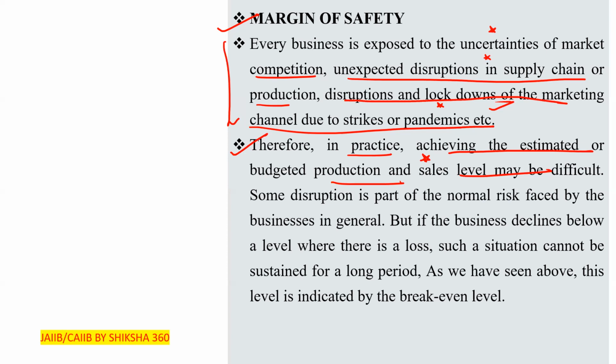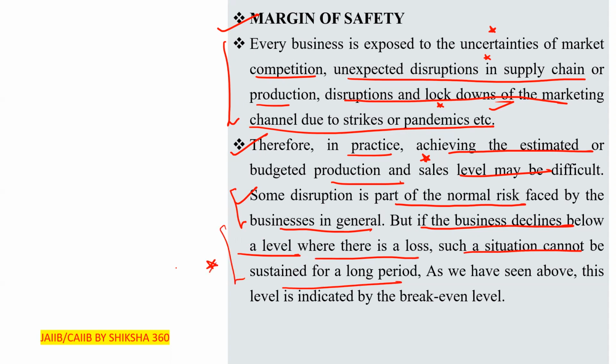If we are not getting sufficient support from production or the supply chain, some disruption is part of the normal risk faced by the business in general. Ups and downs are continuously going on. But if the business declines below a level where there is a loss, such a situation cannot be sustained for a long period.